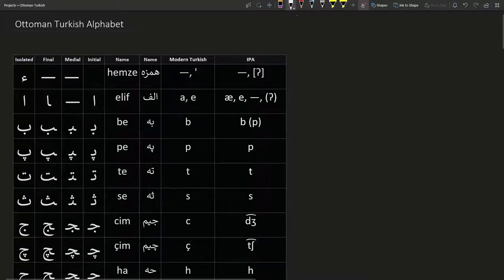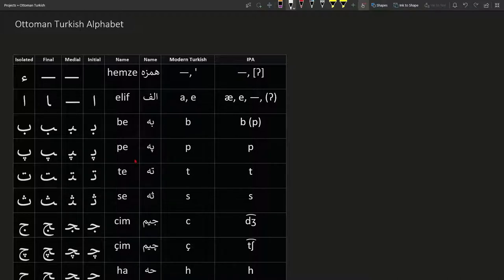Hi everybody, welcome. Today we will be covering the Ottoman Turkish alphabet, and I would like to very quickly recap all of the letters in this alphabet chart so that you can have a solid foundation moving forward. To add some context, this was likely the chart that children were taught when they were learning the alphabet.